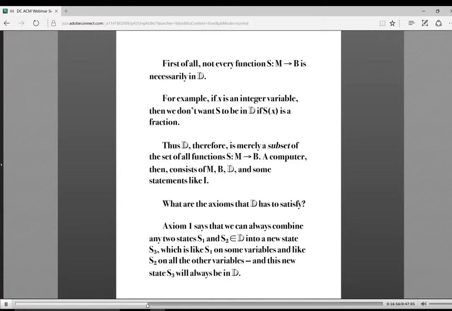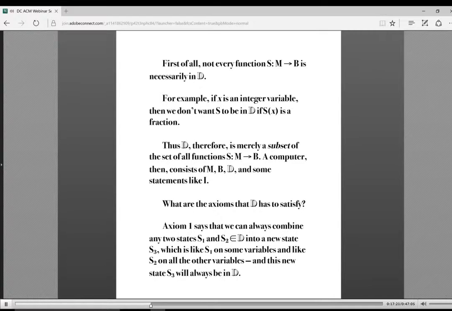How do we characterize D, then, mathematically? First of all, not every function from M to B is necessarily in D. For example, if X is an integer variable, then we don't want S to be in D if S of X is a fraction. Thus, D, therefore, is merely a subset of the set of all functions from M to B. A computer, then, consists of M, B, D, and some statements like I.